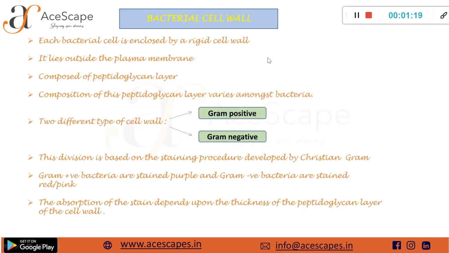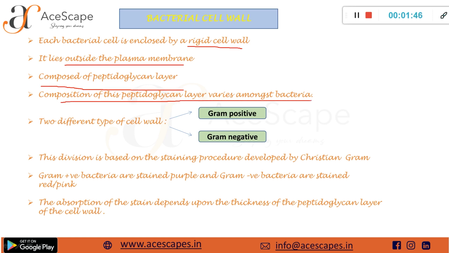Yes, so we have some basic points of the bacterial cell wall. Each bacterial cell is enclosed by a rigid cell wall. It lies outside the plasma membrane. It is composed of a peptidoglycan layer, and the composition of this peptidoglycan layer varies amongst the bacteria.